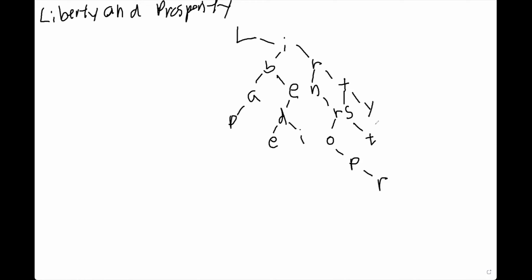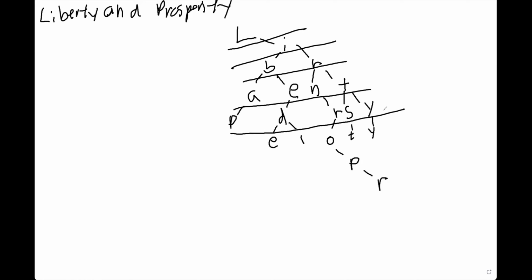And then there's another Y, which would be less than. So we have to find the internal path length. What we're going to do is divide this into levels. That's first, second, third, fourth, fifth, sixth, seventh, and then eighth.